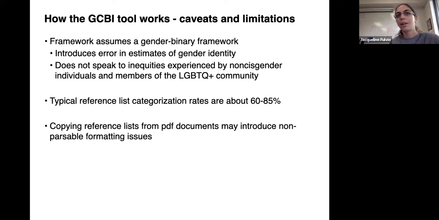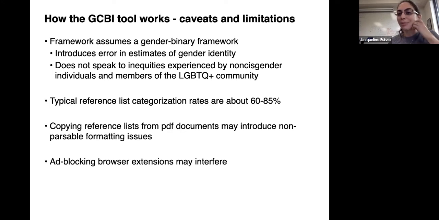Okay. One thing we found is that if you just have a paper that you want to check on, copying reference lists from PDF documents sometimes introduces some formatting issues that the tool doesn't like so much. So it really does need to be in a document form, which if you're writing a manuscript is not a problem with Word or so on. But if you just want to try out some papers in your field, it might be more difficult.